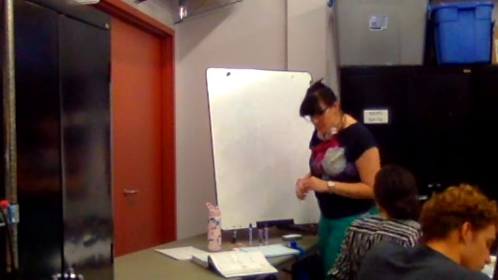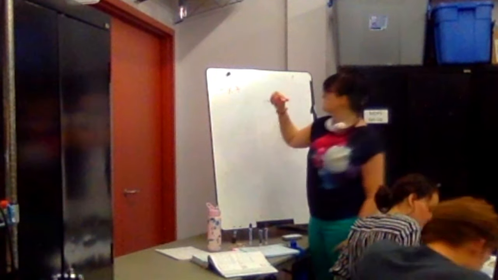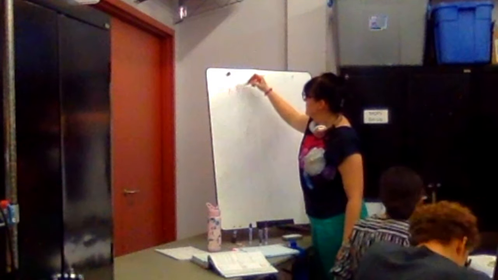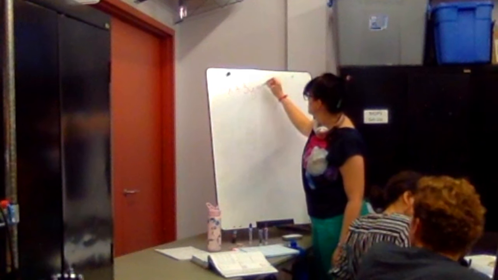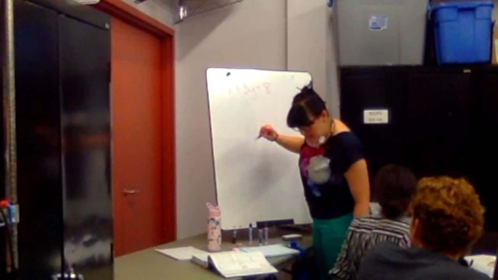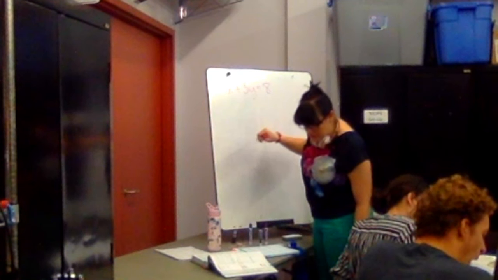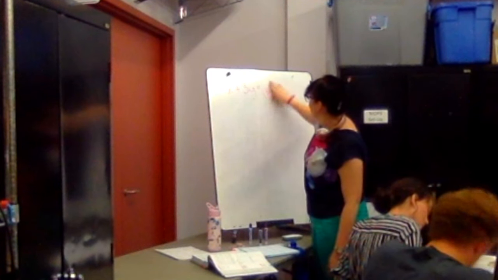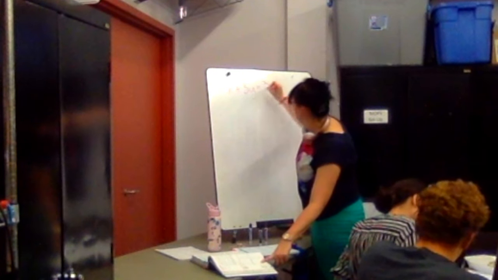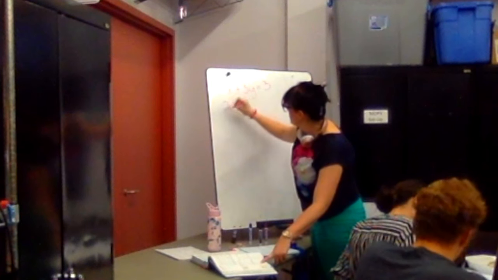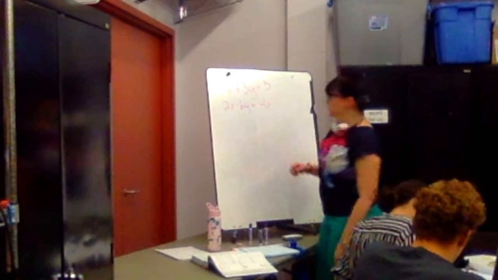26 says negative x plus 3y equals 8. And then 2x minus 6y equals negative 6. Okay.